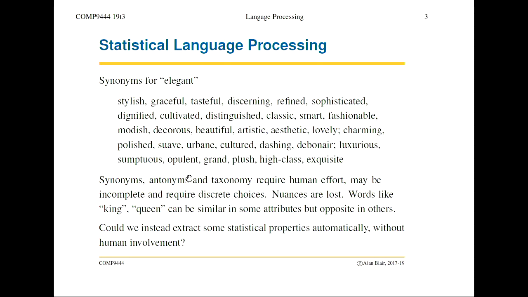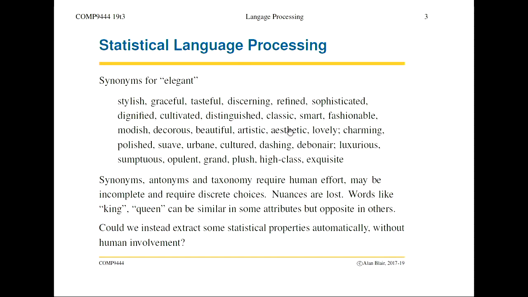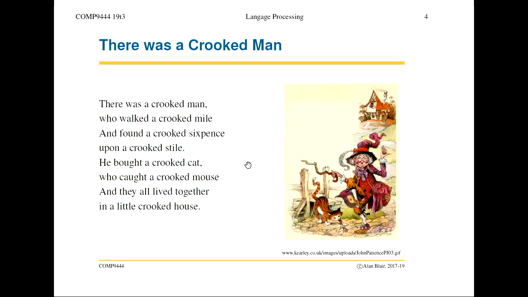So a huge amount of human effort required to compile these things. And so it would be nice if we'd be able to get this kind of information automatically without human effort. Yeah, because as well as using up people's time, they may be incomplete. There are always things that humans might miss. Okay, so how can we just take some text and try to analyze it statistically?